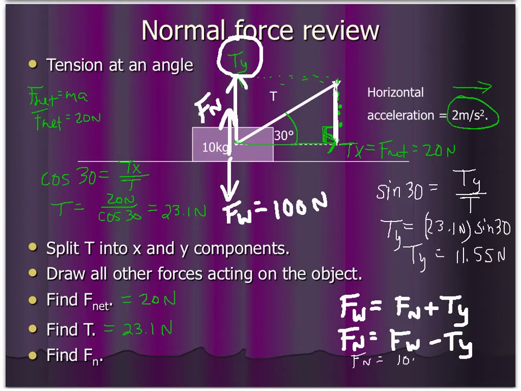Now, I can plug this in down here. So I take my 100 newtons for Fw and subtract my Ty, 11.55 newtons, and that is going to give me an Fn of 88.45.